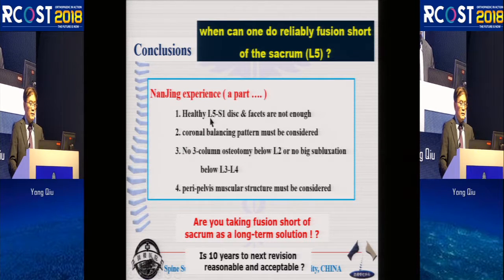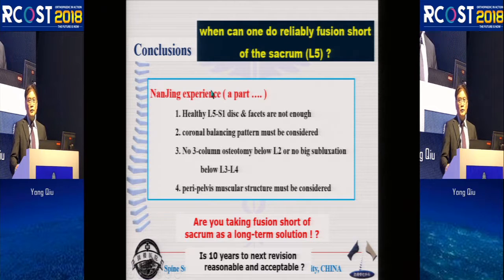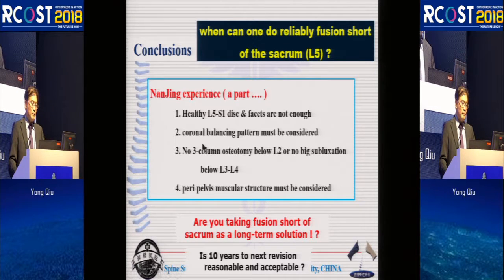So this is my conclusion. When you stop at L5, a healthy L5-S1 disc and facets are not enough. It's important, but it's not enough. The coronal imbalance pattern must be considered. And if you don't do a 3-column osteotomy below L2, or if there is no big subluxation below L3, L4, you can stop at L5. And again, the patient should have stronger muscle control.